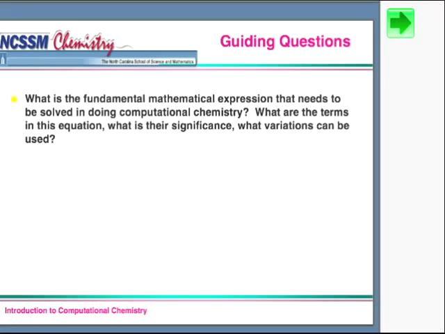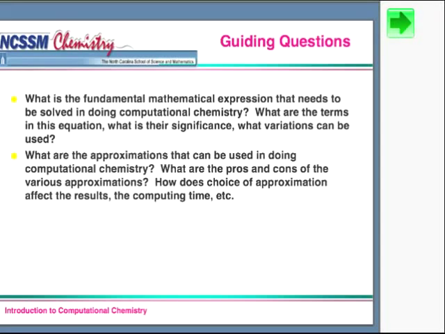What are the terms in this equation? What are their significance? And what variations can be used? We also talk about what are the approximations that can be used in doing computational chemistry. We'll talk a little bit about the pros and cons and a little bit about how the choice affects results in computing time. We'll talk more about those last 2 parts later in the course.